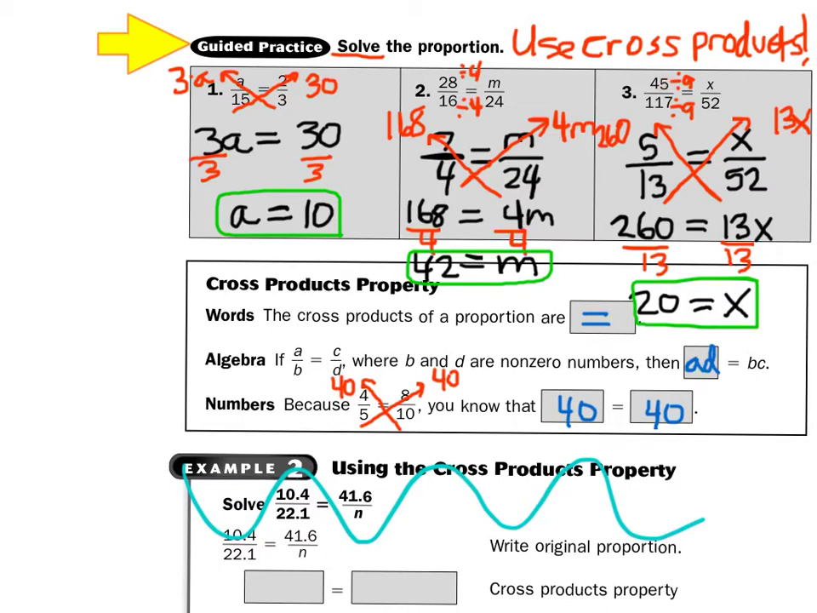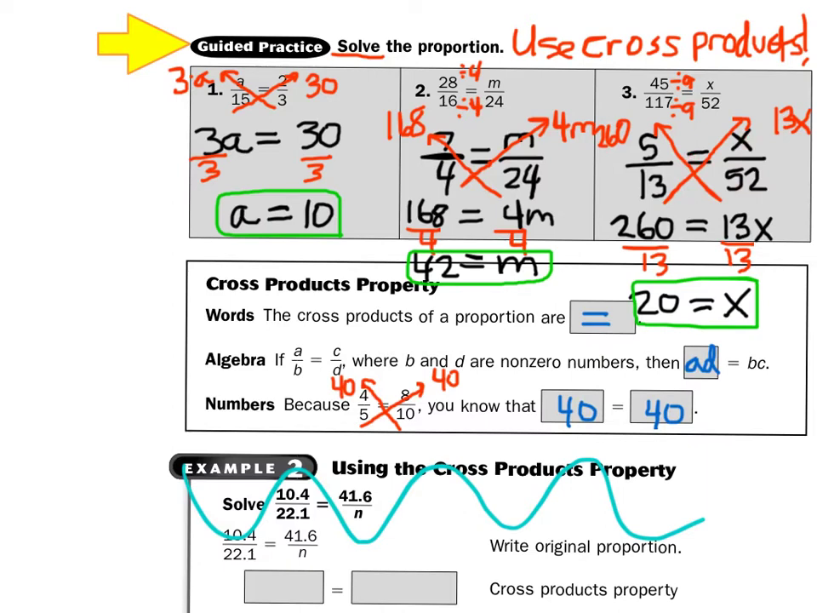4 plus 5 equals 9, so I know 9 goes into 45, and 1 plus 1 plus 7 equals 9, so I know 9 goes into 117, so let's reduce both of those by 9. So 45 divided by 9 gives me 5 on top, 117 divided by 9 gives me 13 on the bottom, so I have 5 over 13 equals X over 52.